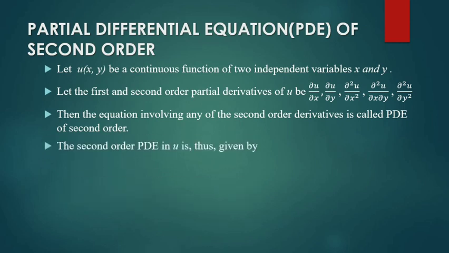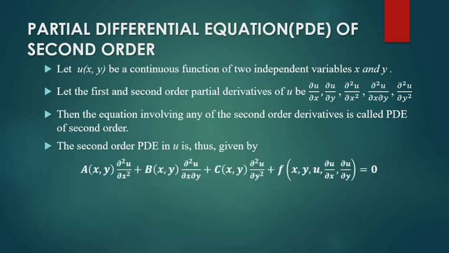Thus the second order partial differential equation in u is given by a of x comma y into dou square u by dou x square plus b of x comma y into dou square u by dou x dou y plus c of x comma y into dou square u by dou y square plus f of x comma y comma u, dou u by dou x, dou u by dou y is equal to 0.